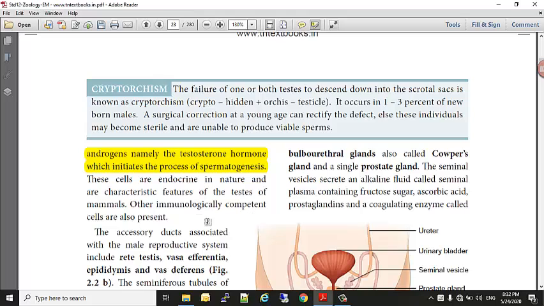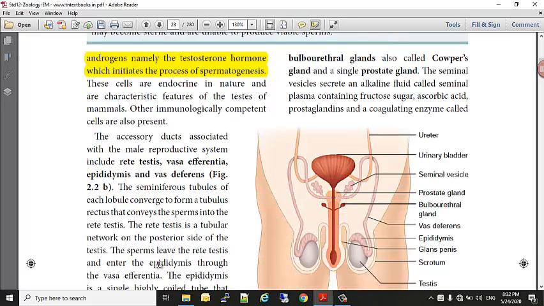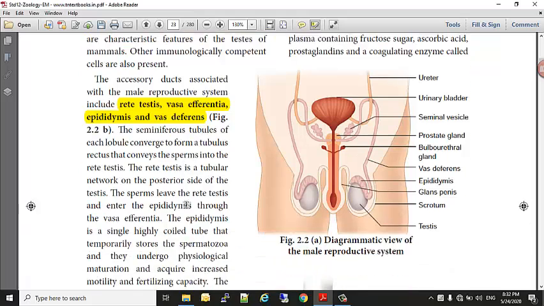Other immunological competent cells are also present. Now we will see the accessory ducts associated with the male reproductive system. We saw all these things, isn't it? In the video we saw rete testis, vasa efferentia, epididymis and vas deferens.